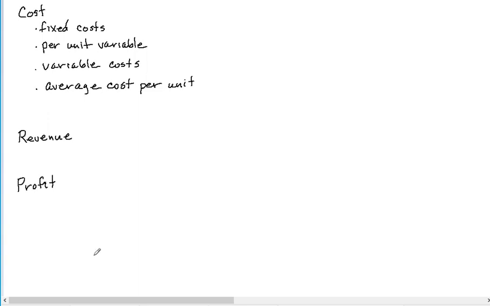Cost, revenue, and profit. For a cost function, fixed cost, per unit variable cost, and the average cost per unit. So I have two kinds of variable costs and two kinds of per unit costs going on here. We'll start off with the total cost. Oh, and by the way, if in the homework it just says the cost function, it always means total cost. Total cost is variable costs plus fixed costs.